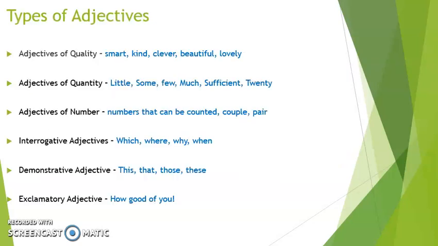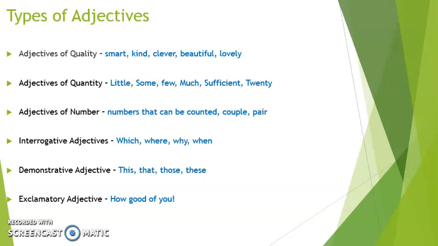And moving on, there are various types of adjectives. One is adjective of quality. Adjectives of quality tell us about the quality of a person. They give us a description about the character of a person, as we looked at in the first example, she is a naughty girl. So naughty is a quality. And then we have smart, kind, she's a kind person. Ram is very clever. Then beautiful, lovely, all these are adjectives of quality. They tell us about the quality.